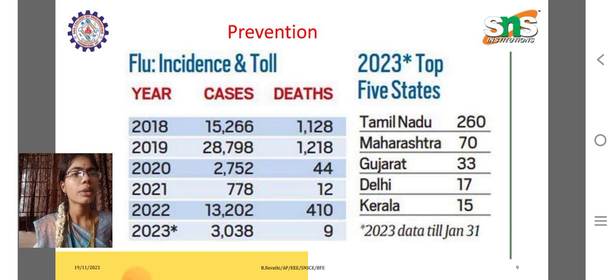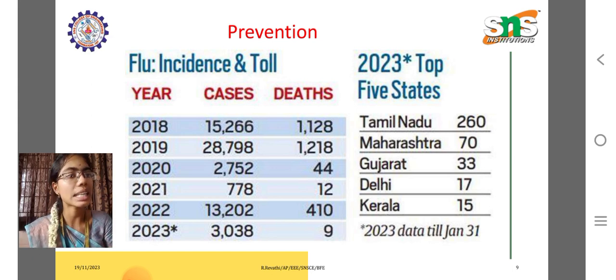Prevention. In influenza, flu-related causes of death in 2023, a statistic says that the top five states are Tamil Nadu, Maharashtra, Gujarat, Delhi, and Kerala, where the death rate is higher in Tamil Nadu. A survey says that from 2018 to 2023, the death rate from influenza viruses decreased. In 2018 it was approximately 1128, but in 2023 the death count is about 9. So there is a huge difference in the death rate.